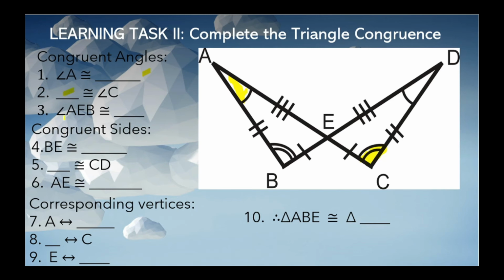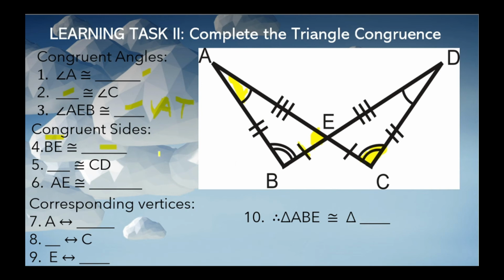Next, number 3, angle AEB. Ito yung angle AEB na to. Is congruent to blank. So, sa number 3, pwede nyo i-apply yung vertical angle theorem para mahanap nyo yung kanyang kaparehas. Next, congruent side. Side BE. Ito yung side BE, may isang marka.